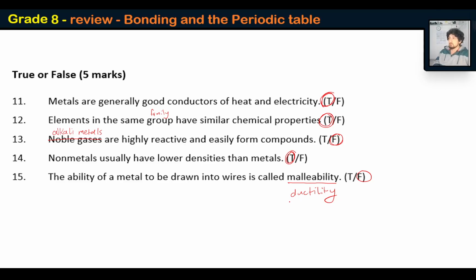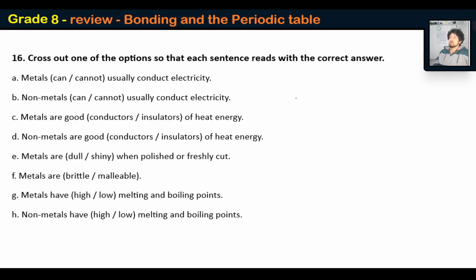Okay, let's move on. Cross out one of the options so that each sentence reads with the correct answer. Read the question carefully and understand what the question is asking of you. So in this case, they want you to cross out the bad option. Okay, so how do we do that? Basically, just put a line through it. That's what they're asking you to do.